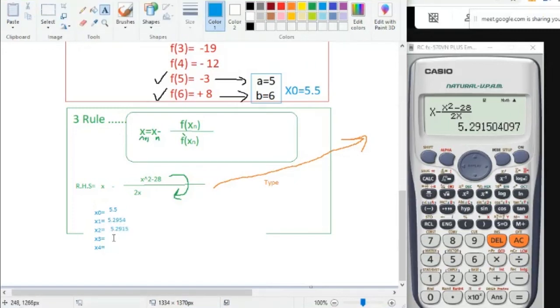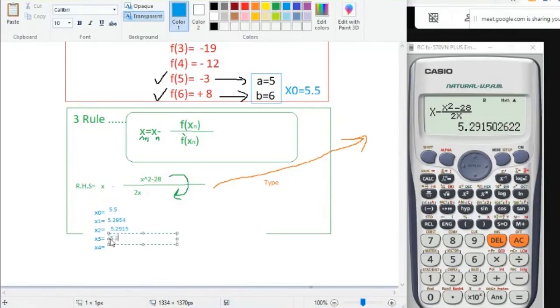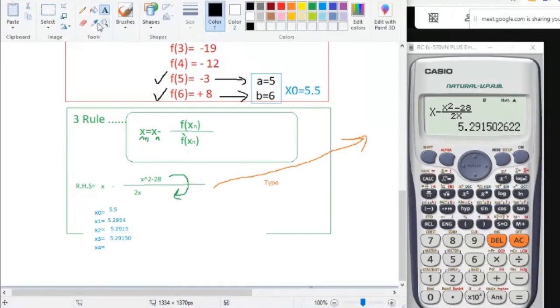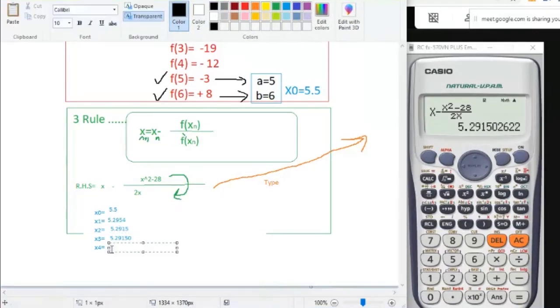As I told you, it's better to copy all the time, like this one. How many digits, 4 digits or 3 digits? Then again, press calc, answer, equal. Then I will type here 5.2915, okay. And at the end, I will write the final answer, which is calc, answer, equal.